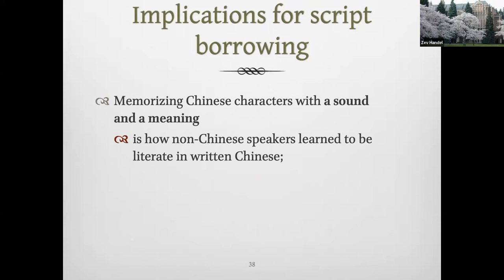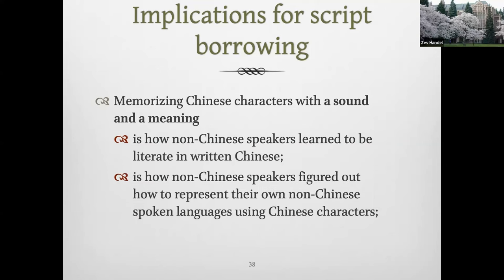So the key takeaway of this experiment is that when you memorize Chinese characters by associating a sound and a meaning with them, that's not only how Chinese people learn to read and write as they're growing up, but it's how foreign learners learn to read and write by memorizing the sounds of the Chinese language that are represented by the character and the equivalent meanings when translated into English. And that's the key that allowed people to use Chinese characters to write other languages like we just did for English. It's the foundation of what we call script borrowing, taking a script like Chinese characters that writes one language like Chinese and adapting it, repurposing it, borrowing it to write another language like English.